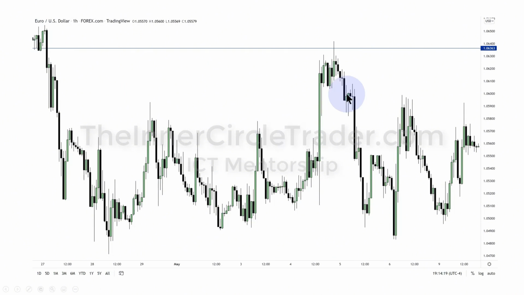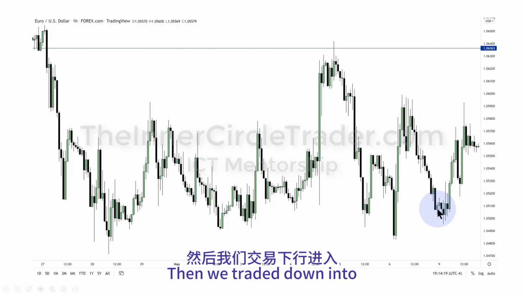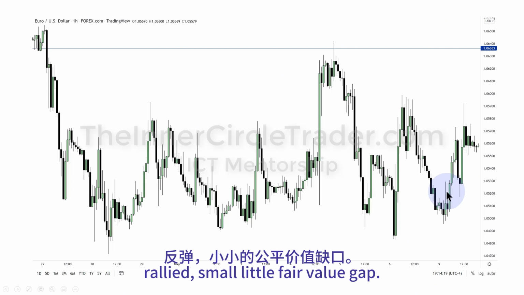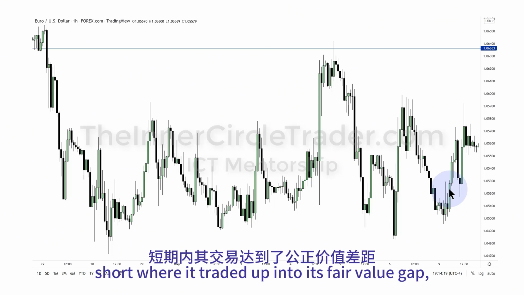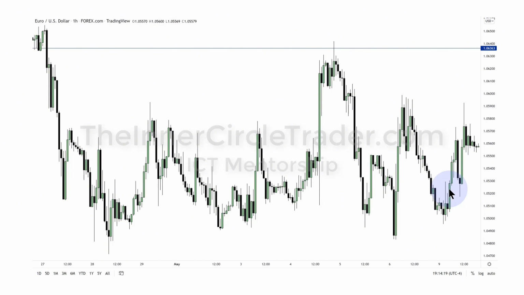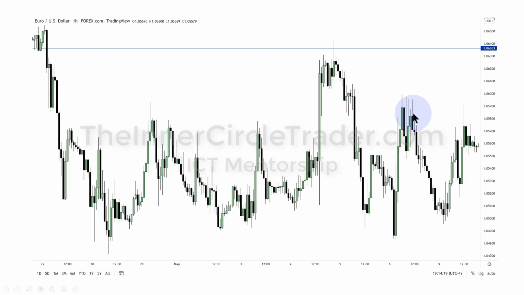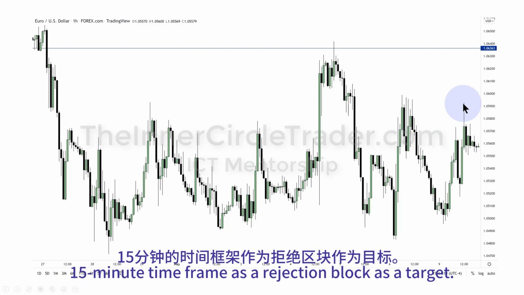Imbalance, we traded up into that. Worked lower on Friday. Then we traded down into today's low. Rallied, small little fair value gap. At the same time that the dollar index was giving that YouTube model short, where it traded up into its fair value gap, it's trading here in the euro to its discount fair value gap there after a short-term market structure shift there. And highest up close candle, we'll look at that on the 15-minute time frame as a rejection block, as a target.